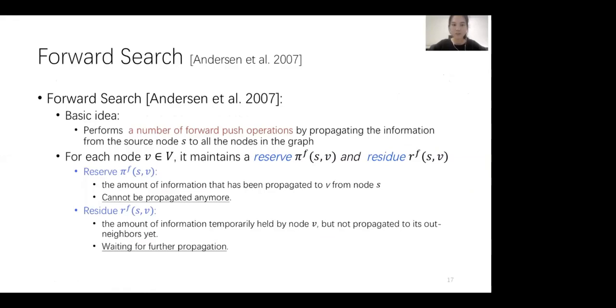Specifically, for each node V in the graph, it will compute 2 values. The first value is the reserve, π^f(S,V). It's the amount of information that has been propagated to V from the source node, which cannot be propagated anymore. And the other is the residual, r^f(S,V). It's the amount of information temporarily held by node V for further propagation.